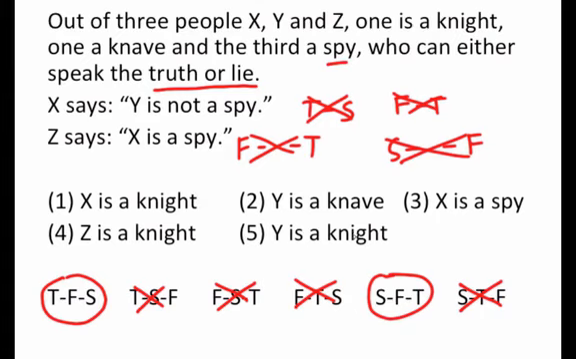And now you should look at the options. So who are we sure of? X we are not sure, he can speak the truth, he can be a spy. Z we are not sure of, he can be a spy or he can speak the truth. However, we are sure of Y speaking false, or Y is a knave, and that is indeed our answer.